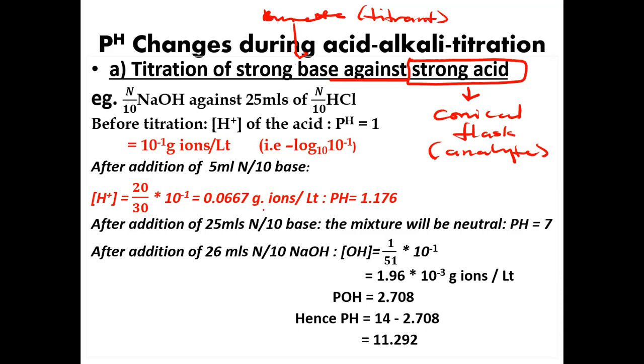So this time we are looking at a simple example here. We are titrating 1 out of 10 normal sodium hydroxide against 25 mL of 1 out of 10 normal HCl. Then we have been asked to find the pH before titration, the pH after addition of 5 mL of the base, the pH after addition of 25 mL of the base, and also the pH after addition of 26 mL of the base. Let's try and understand this better.